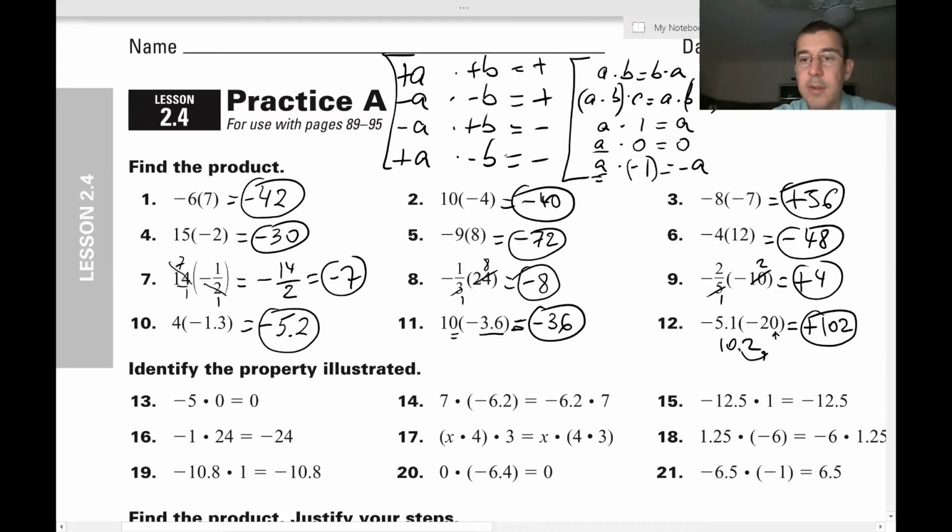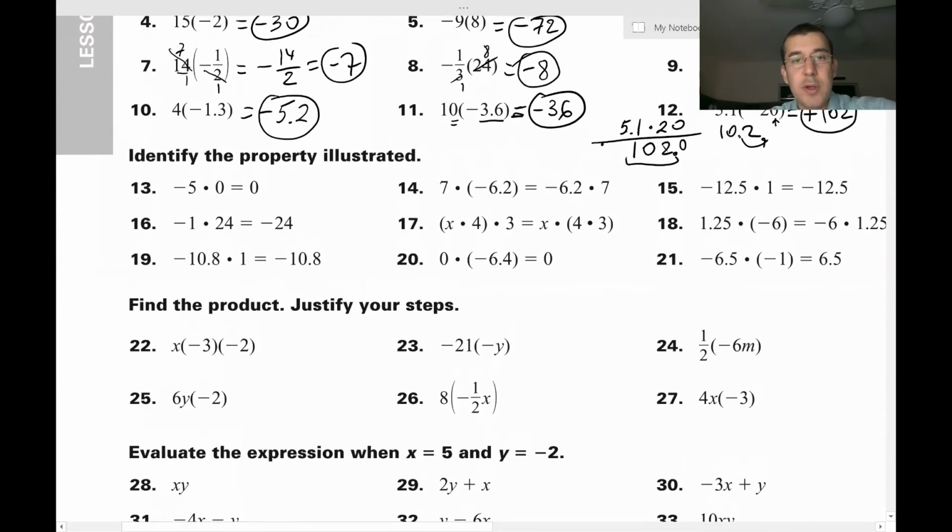Okay. Another way you can do it is 5.1 times 20 right here. So 0 times any number is 0. And then 2 times 1 is 2. 2 times 5 is 10. And then there is 1 decimal point here. So 1 decimal point here. So this is 102. Okay.